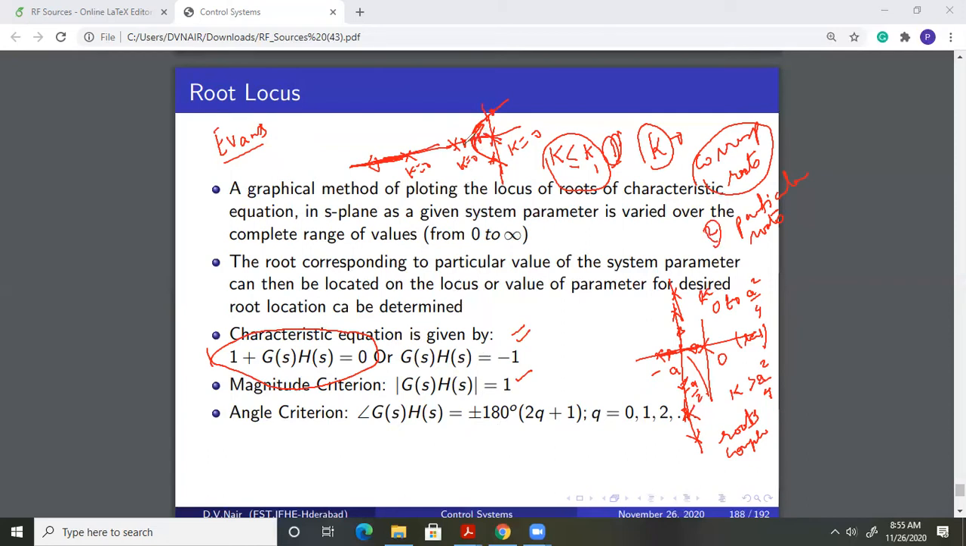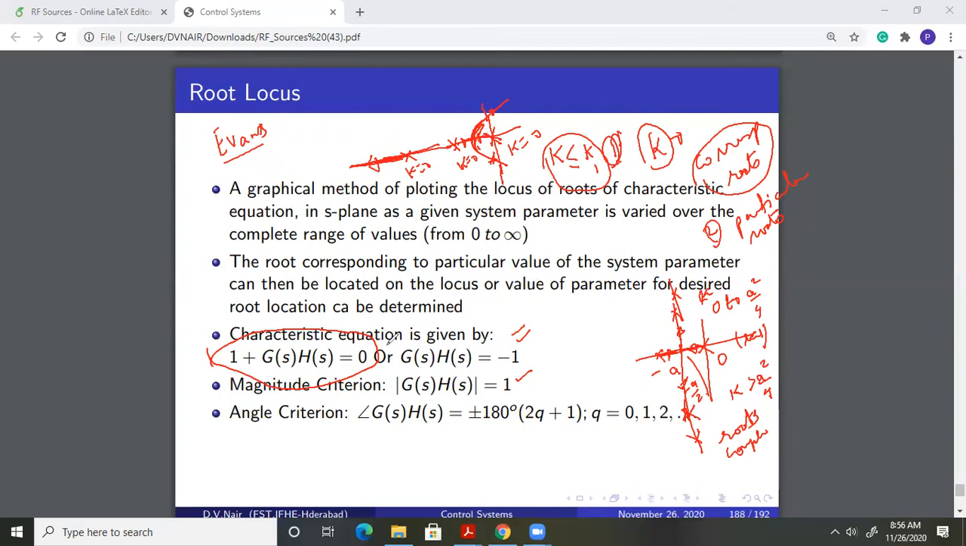Now, these two criteria, the magnitude criteria and the angle criteria, tell us that for any point to lie on root locus, right? Which points in the S-plane lie on root locus? This point, or this point, right? Or the points that are falling on this progressing root locus, right? All these points lie on what? Root locus. Now for this point to lie on root locus, it has to satisfy two conditions. One, the magnitude of GSHS at this point.